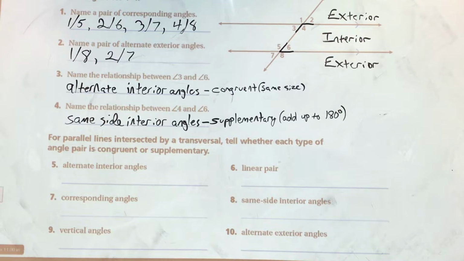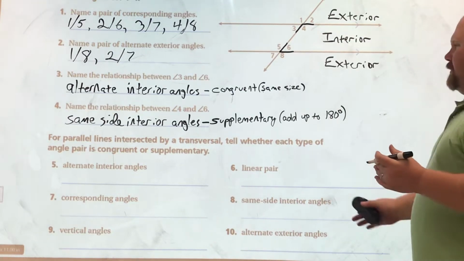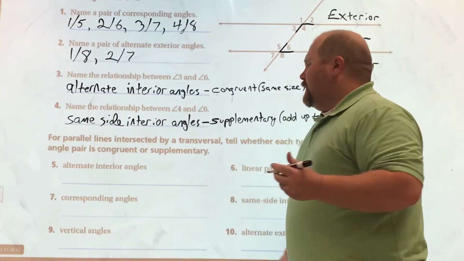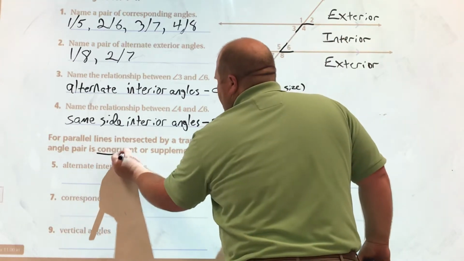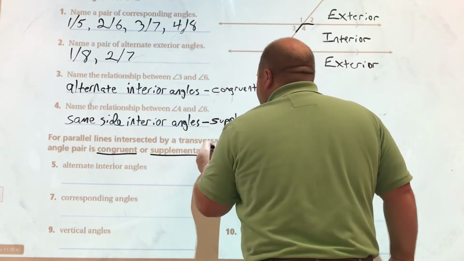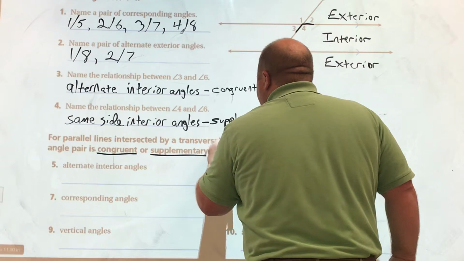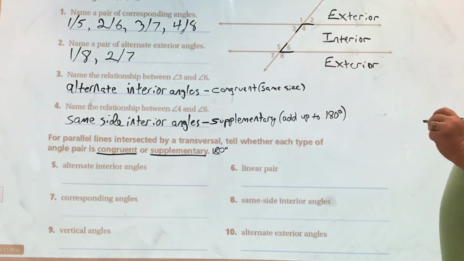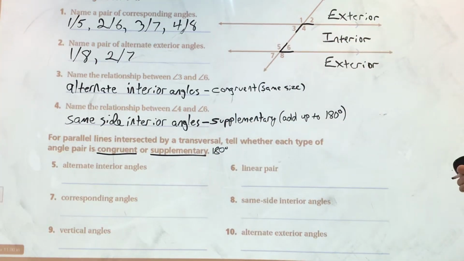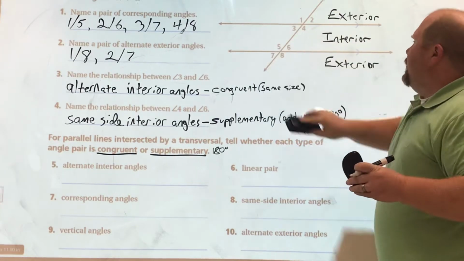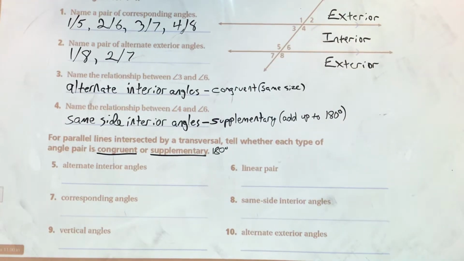Problem number 5. We're asked to look at these relationships here and say whether they are congruent or supplementary. So congruent means exactly the same. Supplementary, you remember, means 180 degrees when added together. So number 5, alternate interior angles. It may help if we go ahead and make an example for each one of these.